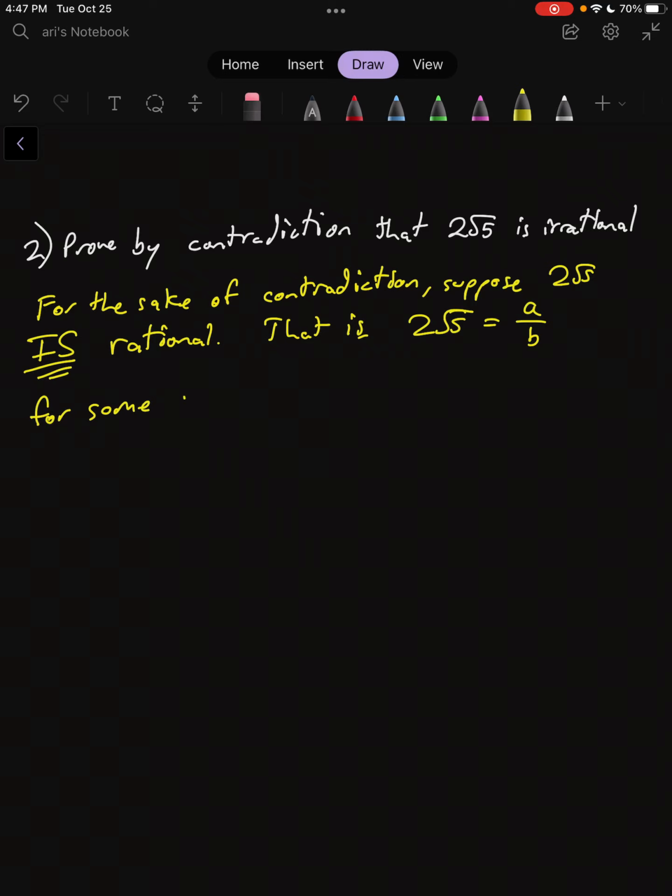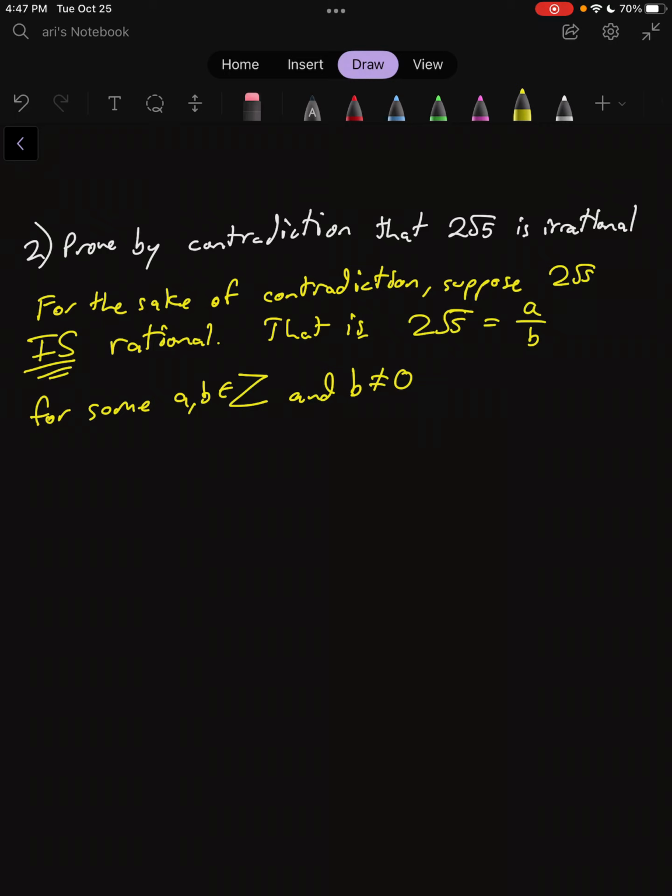For some a and b, we'll say that they're integers, and b cannot equal 0, right? If b is 0, then a over b becomes not kosher, I guess. It becomes something that makes our heads explode in math. So we don't want that. So we want b to be some non-zero integer and a to be any integer.